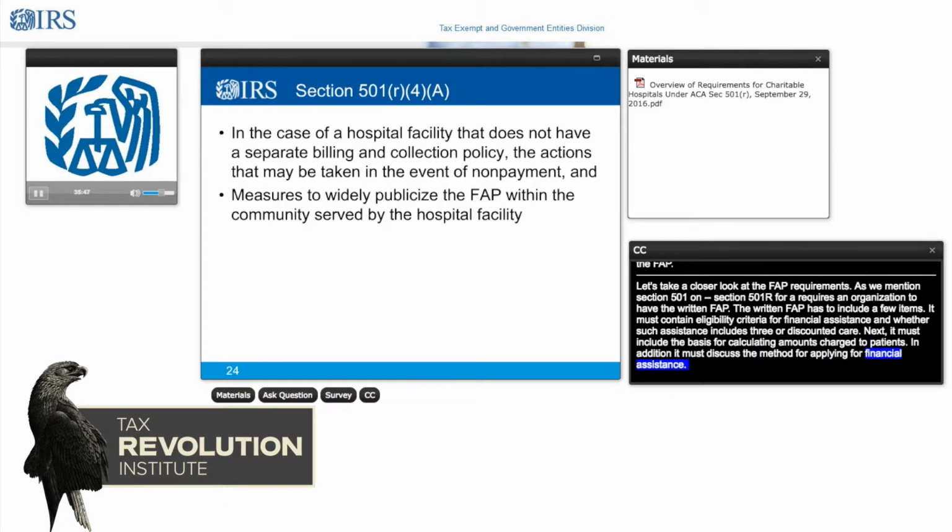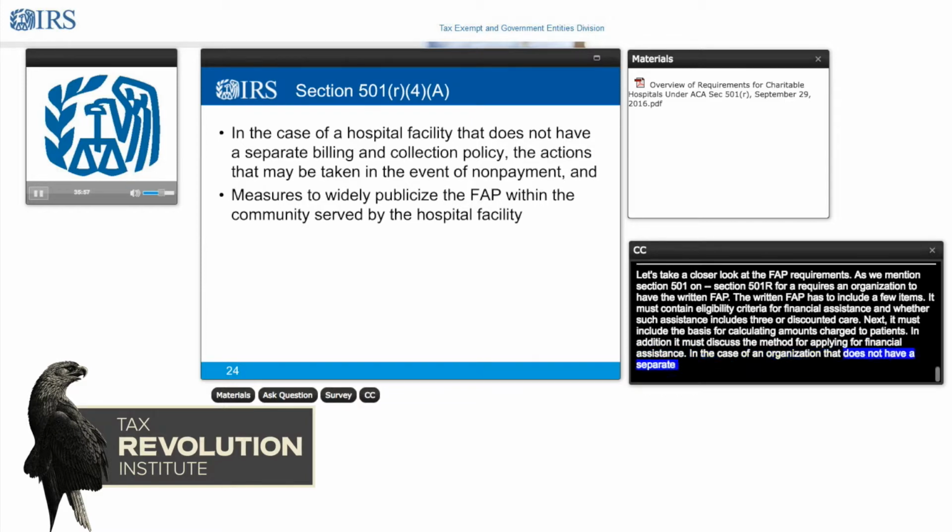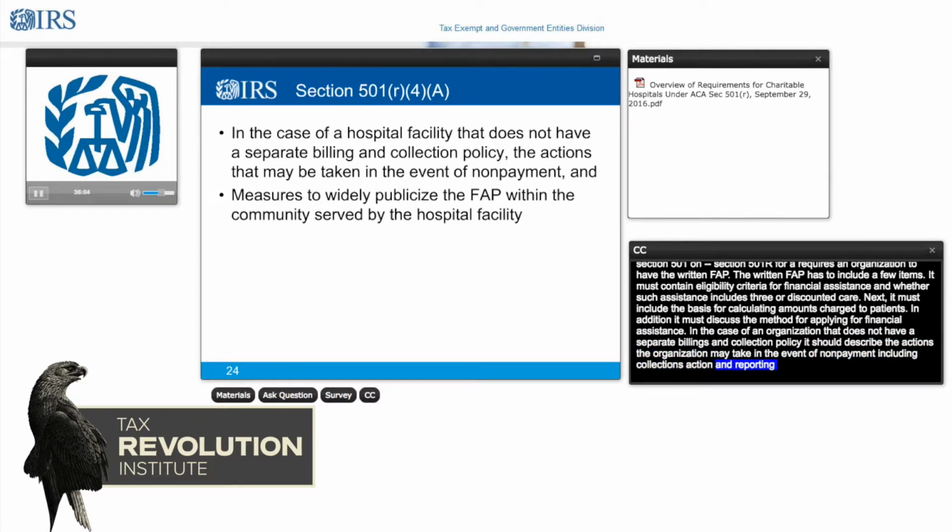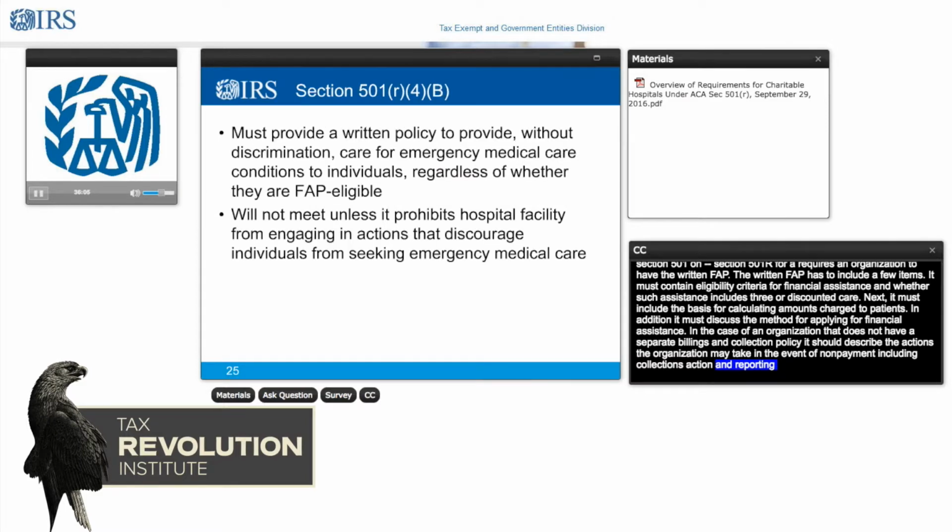In the case of an organization that does not have a separate billing and collection policy, it should describe the actions the organization may take in the event of non-payment, including collections action and reporting to credit agencies. And finally, it should include measures to widely publicize the policy within the community to be served by the organization. That covers 501(r)(4)(A). Now, Geoff will talk about 501(r)(4)(B).